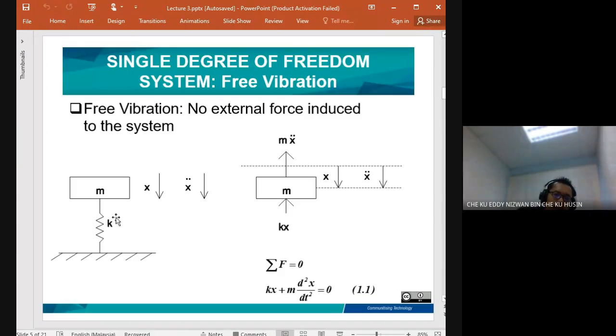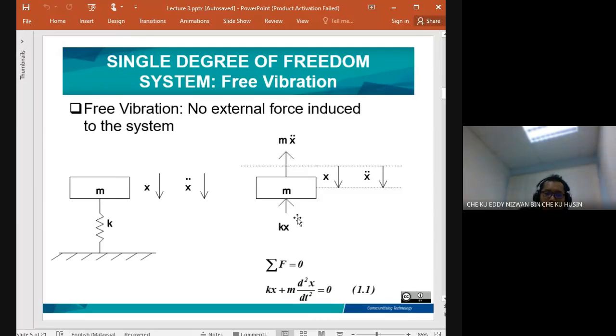Under this relationship, if the mass moves in the downward direction and the spring is in compression, the reaction force pushes in the upward direction. The magnitude of the force depends on how much displacement the spring has. In this case, the displacement of the spring is x, so the force is kx, and its direction is upward.